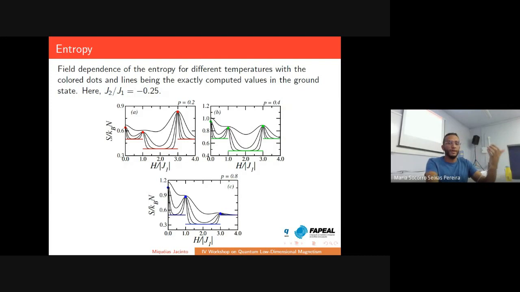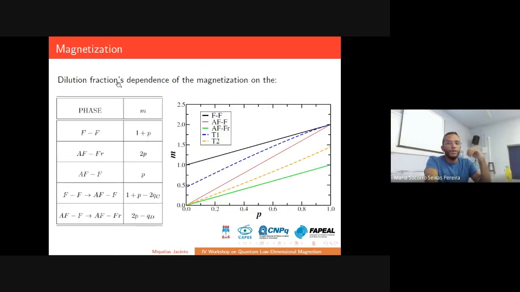The field dependence of the entropy for different temperatures is shown below, with the entropy on the vertical axis and the external magnetic field on the horizontal axis, and the colored dots and lines are exactly calculated quantities. We see the peaks of the entropy at the critical fields, and you see that for different values of the dilution fraction, we have a different intensity for the entropy.